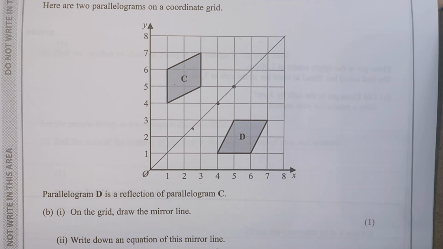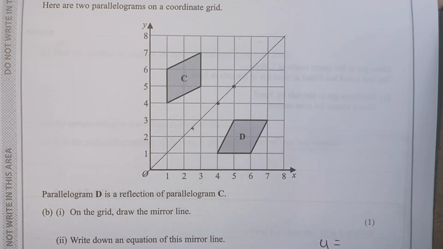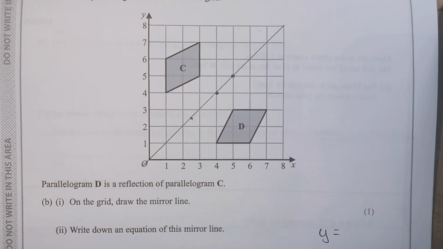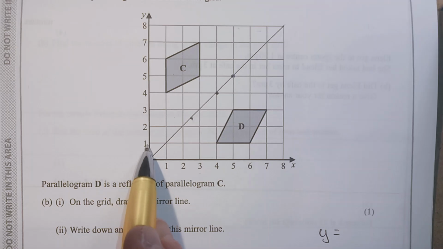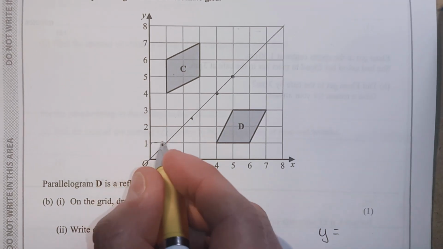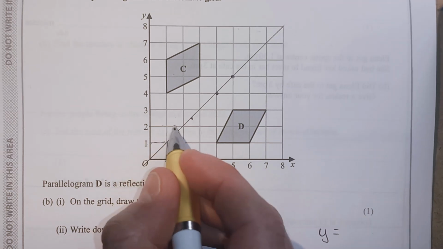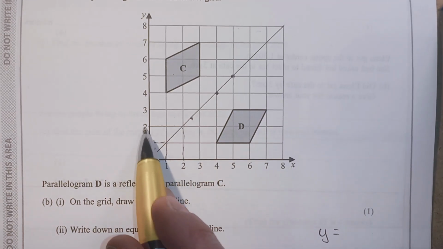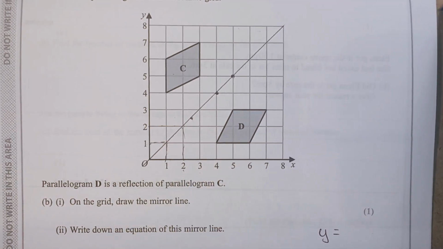Write down the equation of this mirror line. Okay, so the equation is going to look something like y equals something. Well, if we look at a y value, 1 is the same as the x. So 1 and 1, 2 and 2. So in other words, y is the same as x. So it's just the line of y equals x.